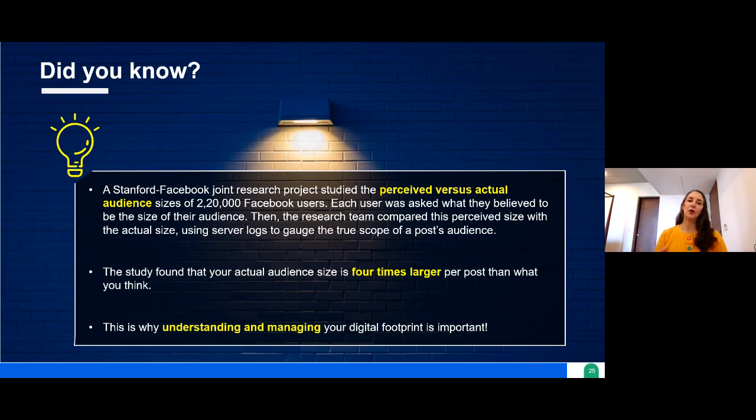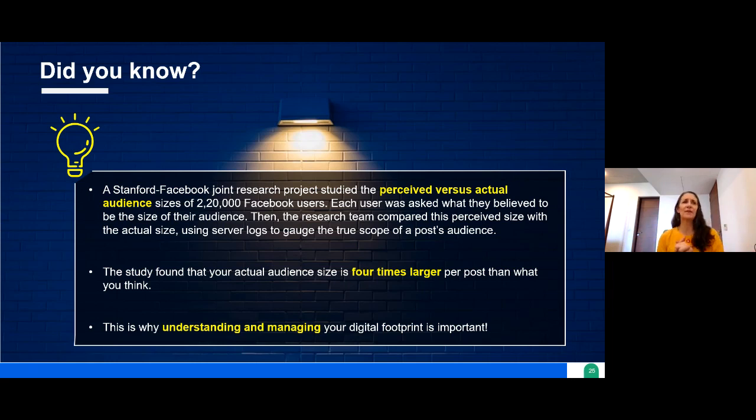Because if you notice, every time you tag a friend, that particular photo shows up on their feed, and then those people make comments, and the comments get seen by other people. At the end of the day, your actual audience could be much, much larger, up to 4 times larger than what you think.